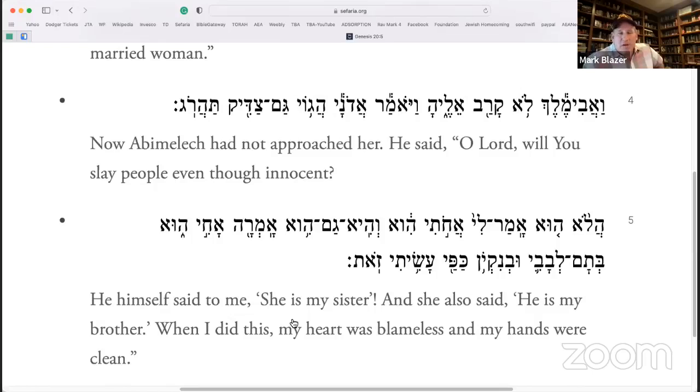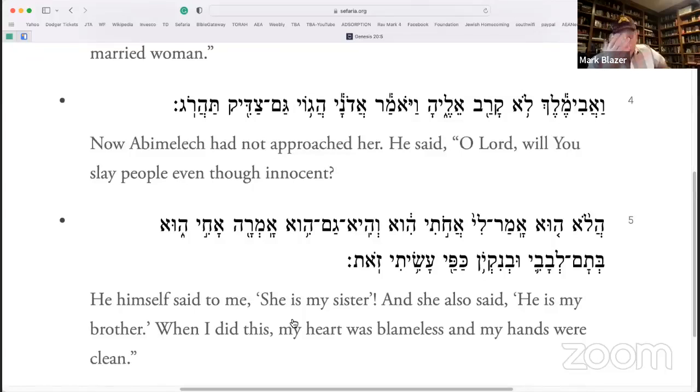And what's interesting about this phrase, will you kill the innocent? It sounds a whole lot like what Abraham said last week to God, when he said, are you going to kill the innocent in Sodom and Gomorrah, even with the guilty? So he uses the same approach to God, which is, God, you're supposed to protect the innocent. And so he's basically saying, I'm innocent. I didn't do anything. You can't destroy me. And not only that, even if I did something, he's the one who told me. I didn't do anything wrong. Even taking her and bringing her into my midst wasn't wrong.